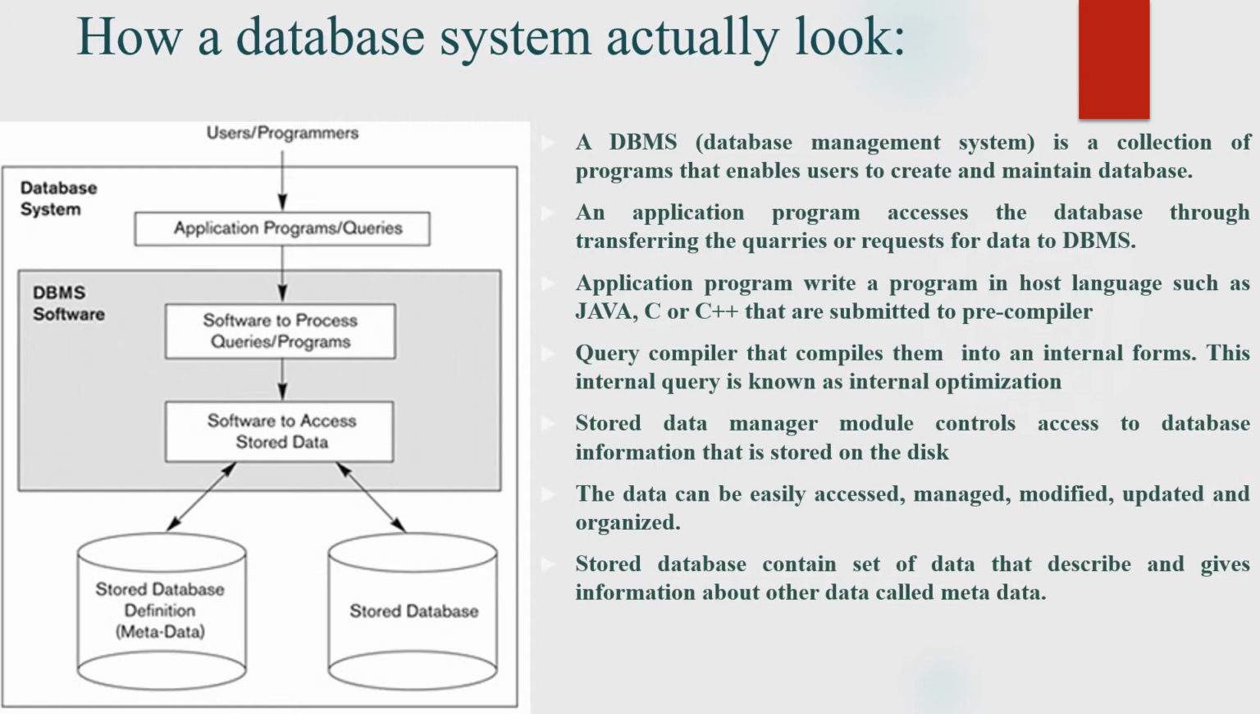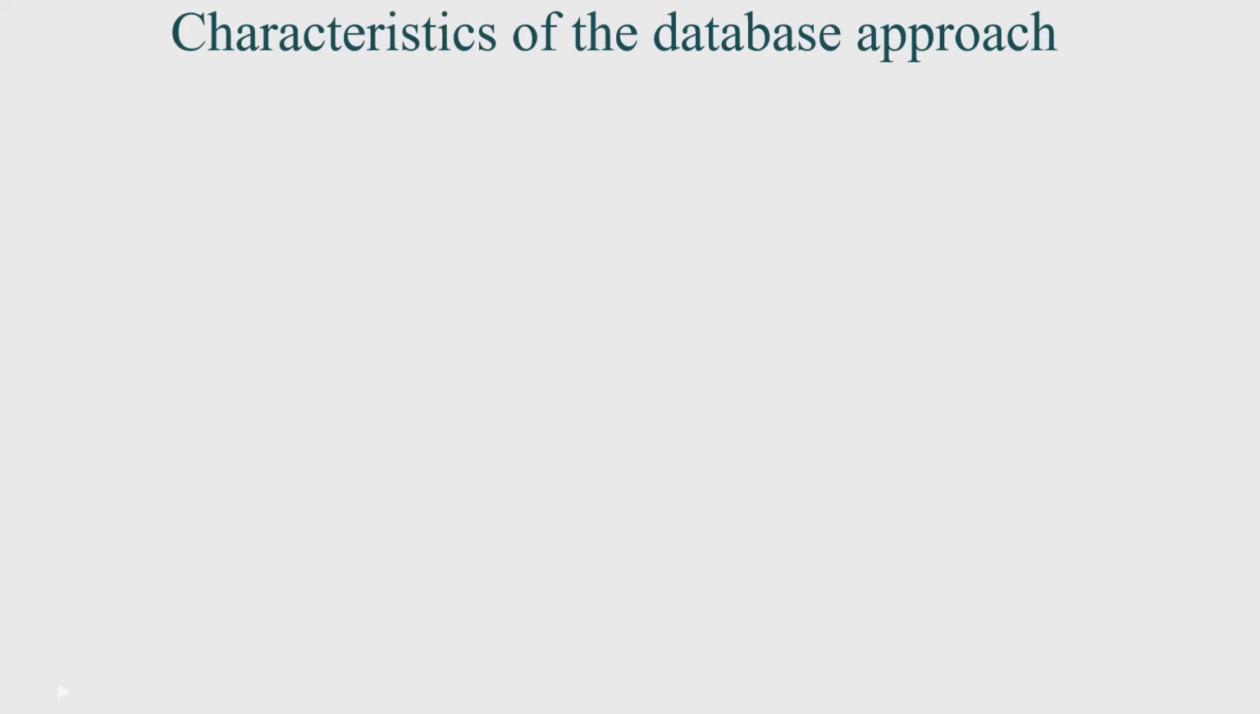What you are going to see next are the characteristics of a database approach. Each and every part of our database, what we are going to learn and why we need to learn it, has been categorized in this part. So the first one is the self-describing nature of a database.